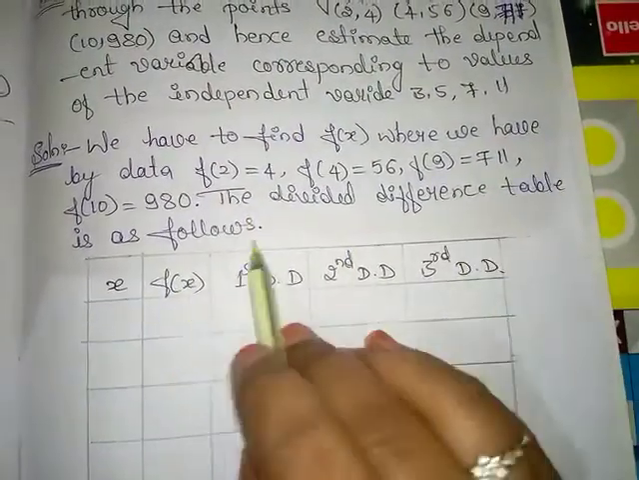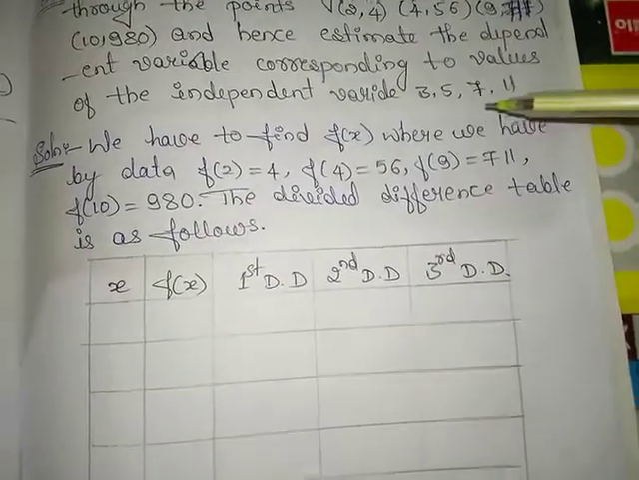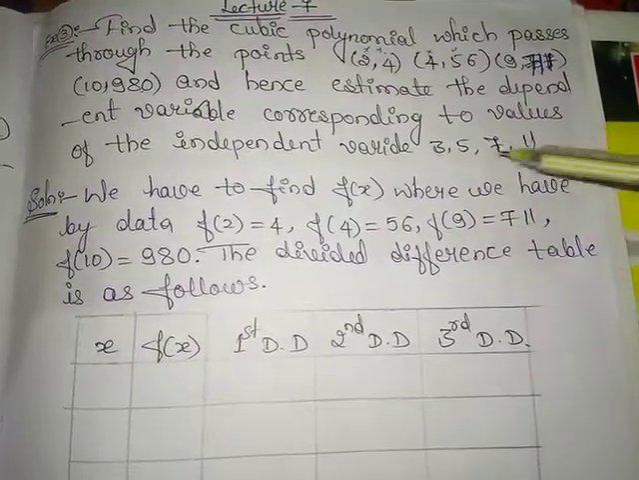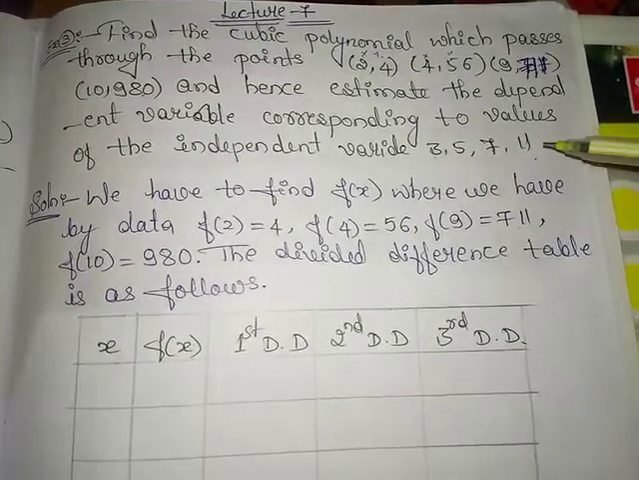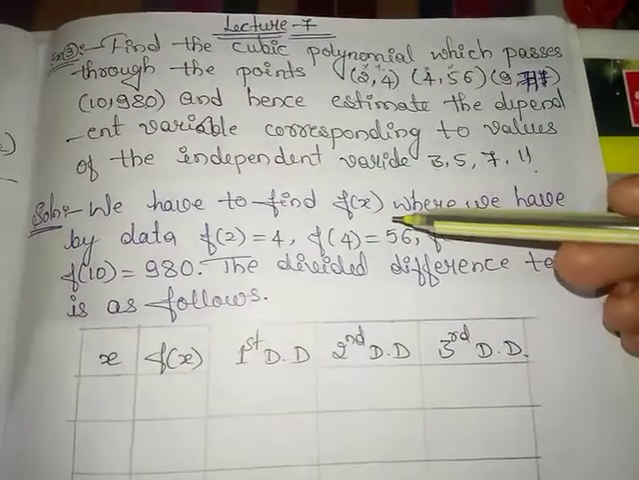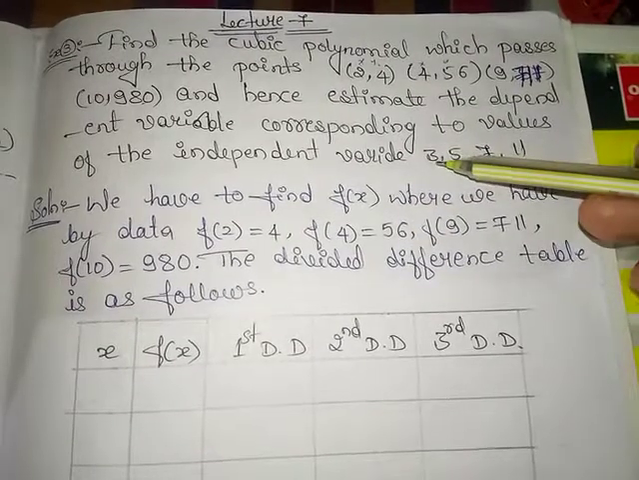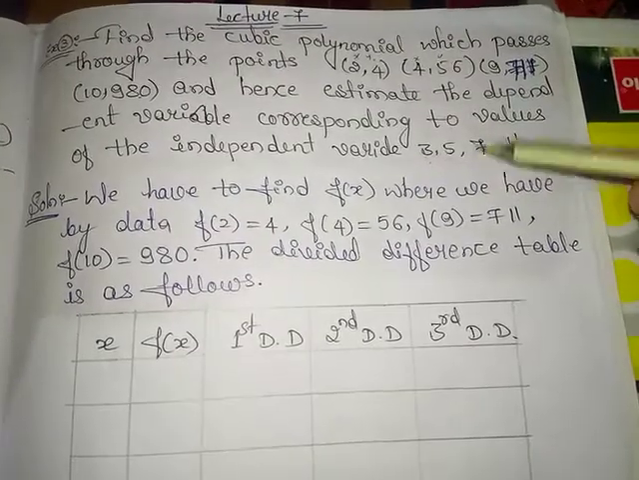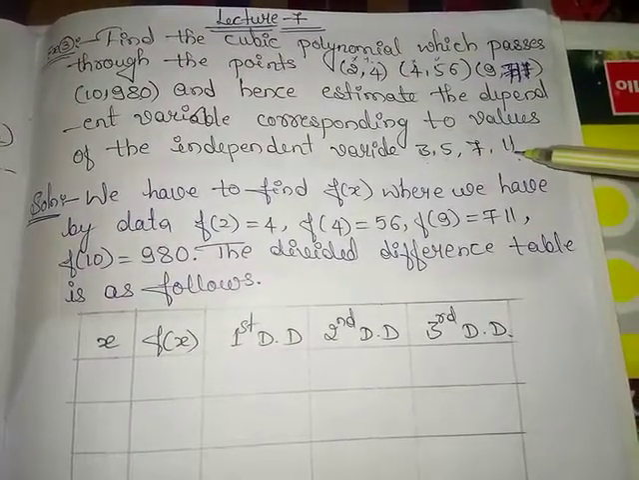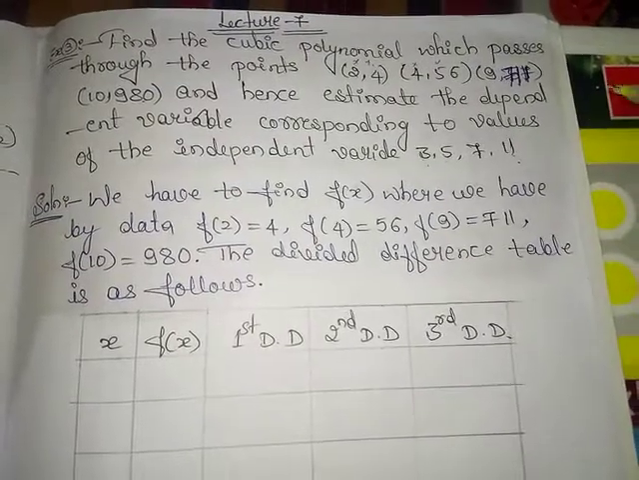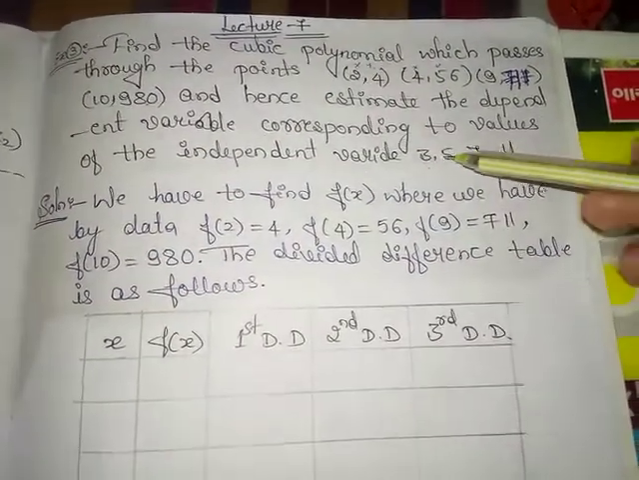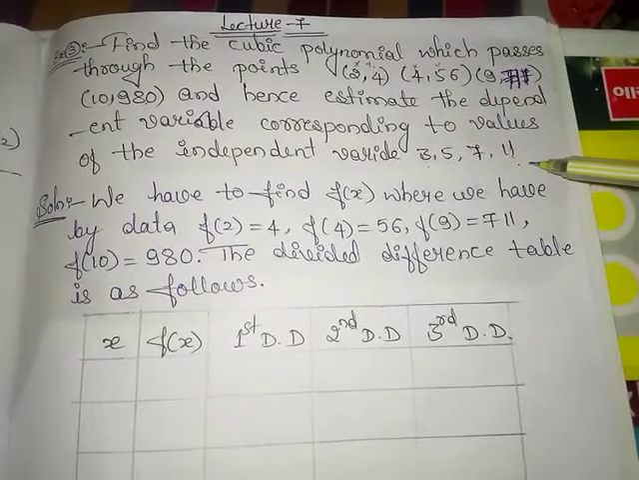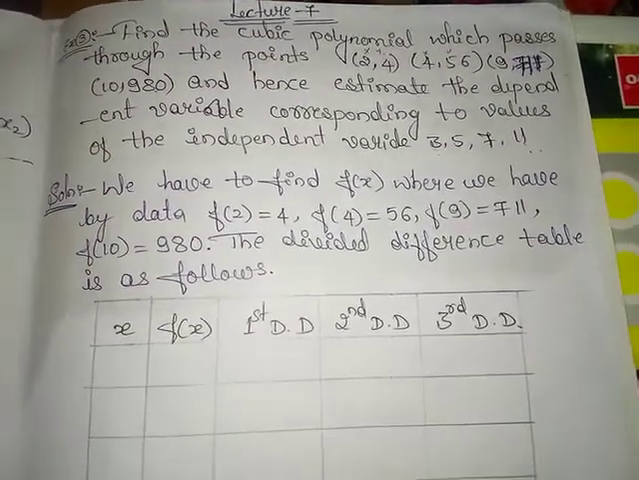The divided difference table is, see here we have to find the solution for 4 different values. So the better way is to first find the interpolating polynomial, then substitute 3 to get f of 3, substitute 5 to get f of 5, to find f of 7 substitute x as 7, and to find f of 11 substitute x as 11, instead of calculating separately for all the 4 numbers. Okay, let us find the divided difference table first.